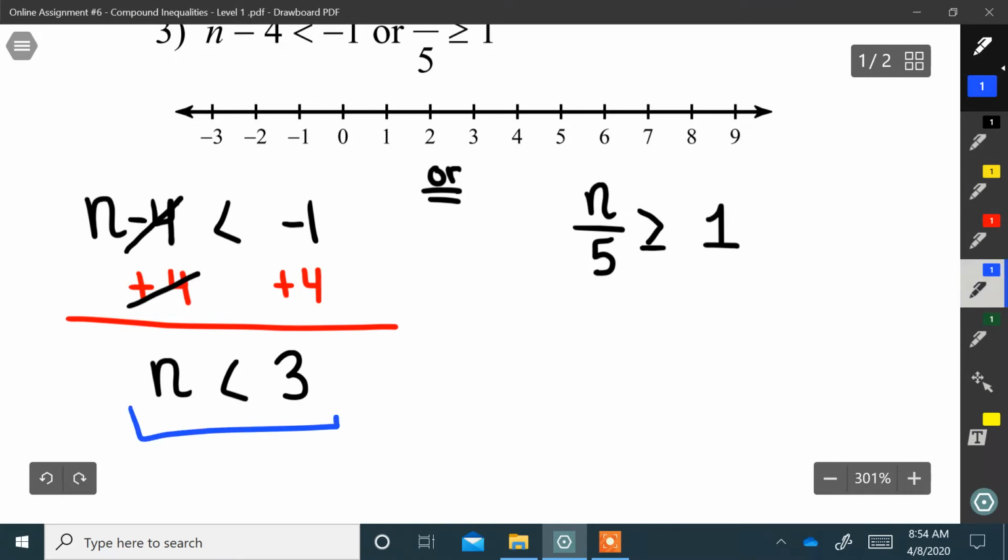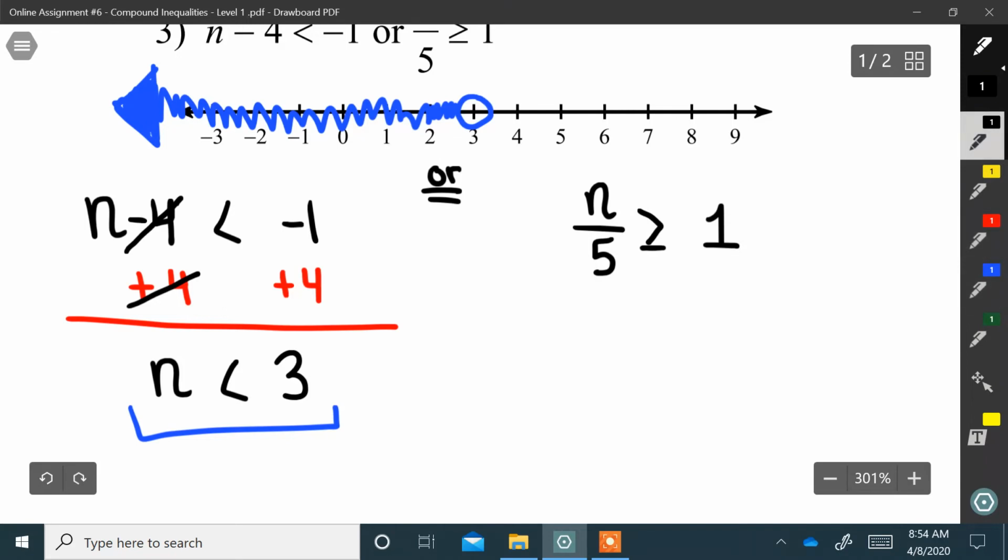I'm going to graph this one here. It's going to be 3. It's an open circle because we don't have the line on the bottom there. And we're actually going to go this way. All right? All right, let's solve the other one.